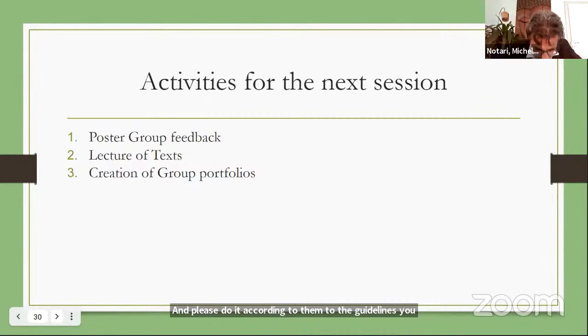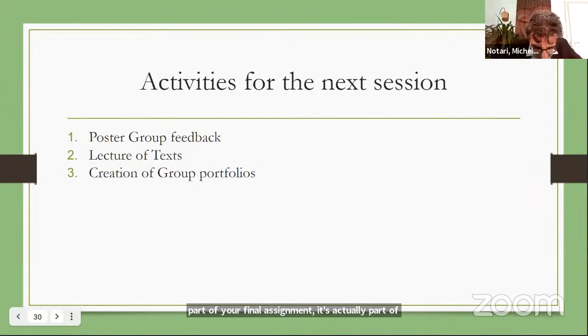Second, you give a group feedback to each and every poster. So it means each group gives feedback to 5 others. We are 6 groups, 5 other posters. Then you have some text to read. And these texts are about collaborative learning, collaboration, collaborative knowledge building. And the third part is a very important part, is already a part of your final assignment. It's actually a part of the group assignment.